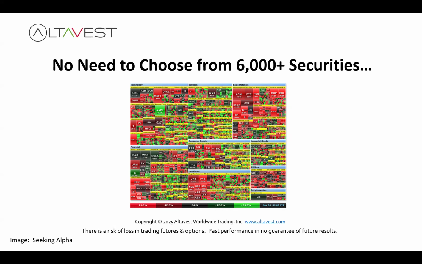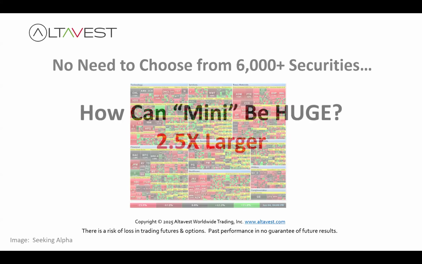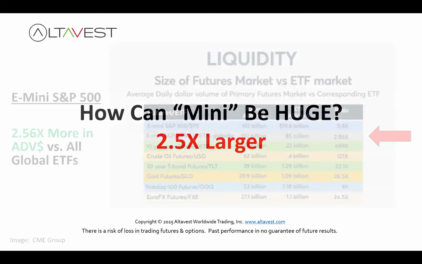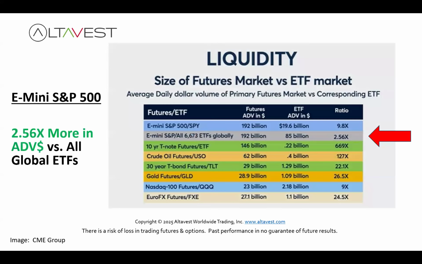And in particular, we like trading something here, a little bit of an oxymoron. How can mini be huge? In fact, 2.5 times larger. And what am I talking about? I'm talking about the E-mini S&P 500 stock market index. And you'll notice here that it is 2.5 times greater in terms of average daily dollar volume compared to all global ETFs around the world.